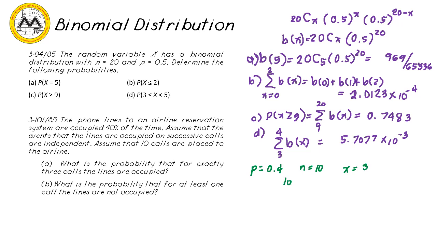So this would be 10 combination 3, 0.4 raised to 3. And then 1 minus 0.4 raised to 7. So 10 minus 3 is 7. So that would be 10 combination 3 times 0.4 raised to 3 times 0.6 raised to 7. So 0.215.